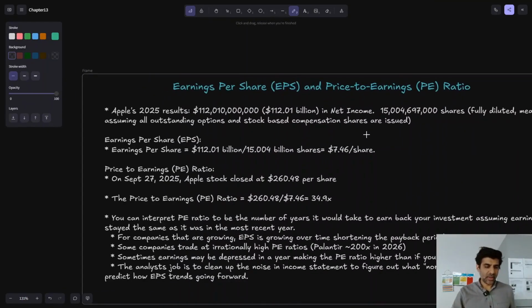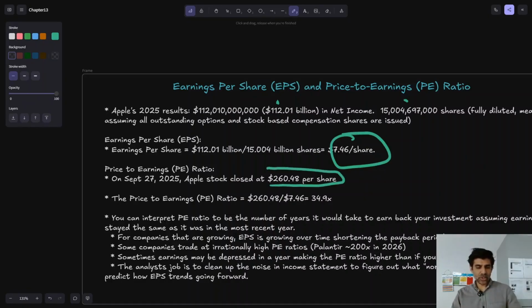The way that this was calculated, it's 112 billion in total net income divided by the total number of shares to get this 7.46. The price to earnings ratio. So the price per share was $260. 260 divided by the earnings per share is 34.9. So that's essentially the number of years at current earnings it would take for you to just recoup your money in earnings. Okay. So some might think that that's too high.